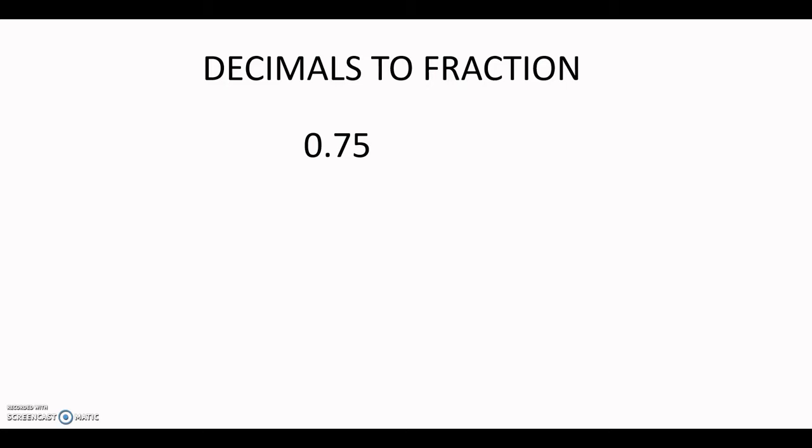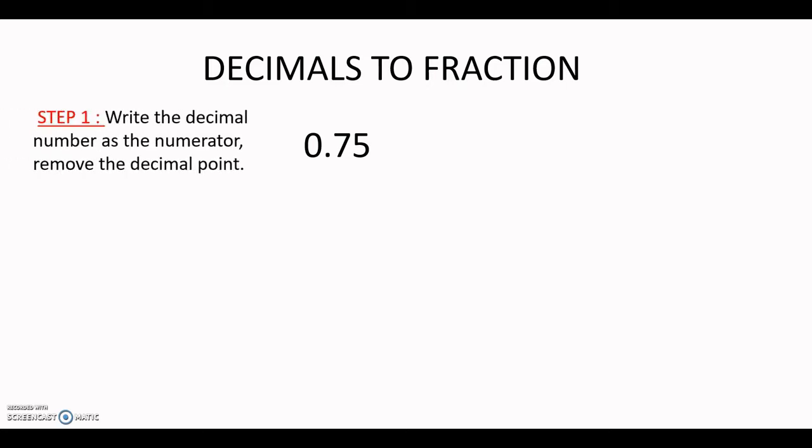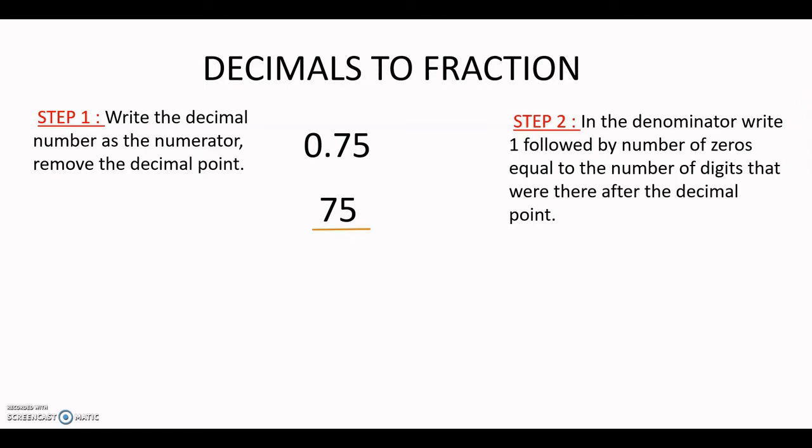To convert decimals into fractions, let's follow three steps. Step 1, write the decimal number as the numerator and remove the decimal point. So here, our numerator is 75. Step 2, in the denominator, write 1 followed by the number of zeros equal to the number of digits that were there after the decimal point. Since we have 2 digits after the decimal point, we will add 2 zeros to 1. So we have our denominator as 100.